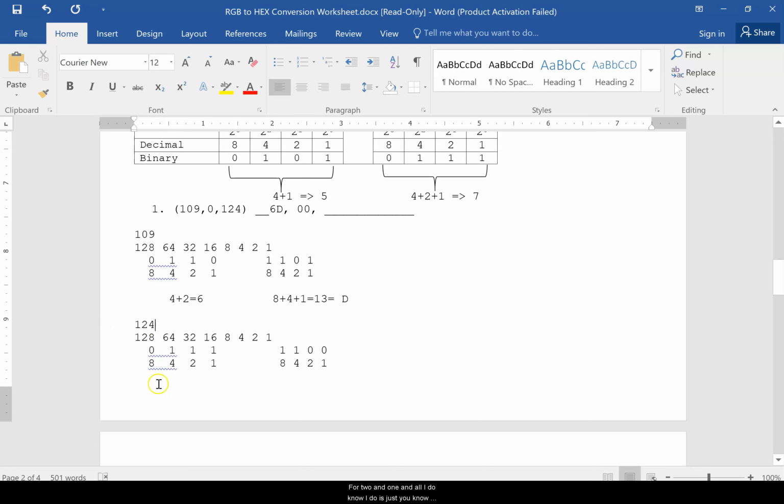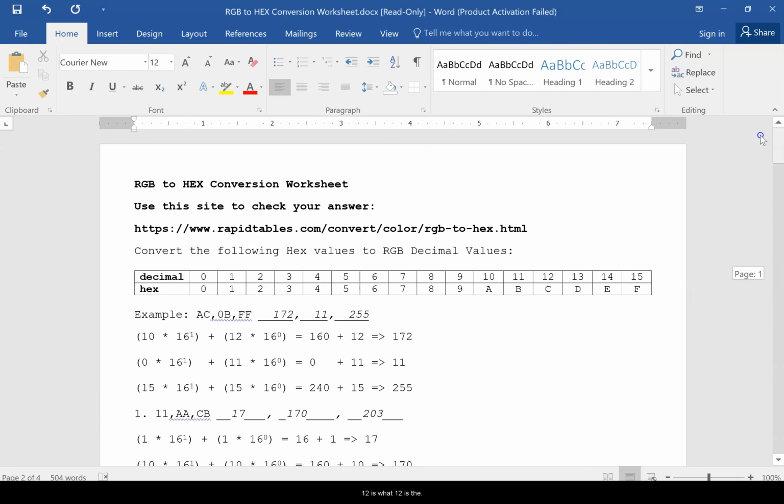and all I do, oops, that was weird. Now all I do is just, you know, what do I add up? Well, 4, 2, and 1 are checked, so 4 plus 2 plus 1, that is equal to 7. And then 8 and 4, 8 plus 4 is equal to 12. 8 plus 4 is equal to 12. And 12 is what? 12 is C.